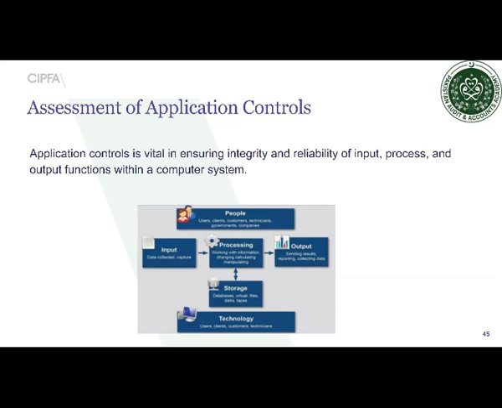Application control is vital in ensuring integrity and reliability of input, process, and output functions within a computer system. This is just a depiction of how, on an application level, people and the applications interact. It starts with people: somebody has to input data, a person or maybe a file is inputted, and it will process, let's say, an example of a financial system.